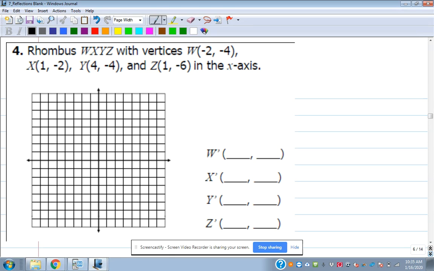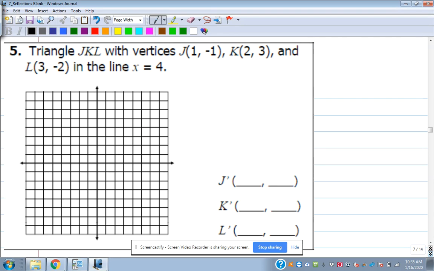So let's look at number 5, and they're going to reflect across a different line. Okay, so I'm going to go ahead and draw the line of reflection that we're reflecting across here, just so we know where it's at. So that reflection line is at x equals 4. There's 4, and we're going to reflect across this line. And you can't hardly see that, so I'm going to try to make it thicker. So the line we're reflecting across is that one. So that's our reflection line.